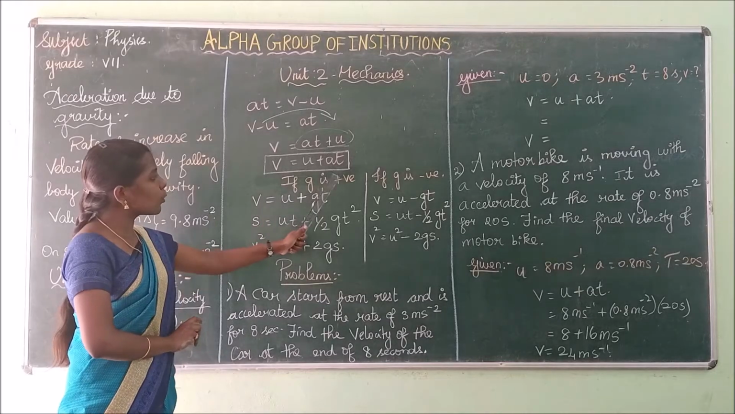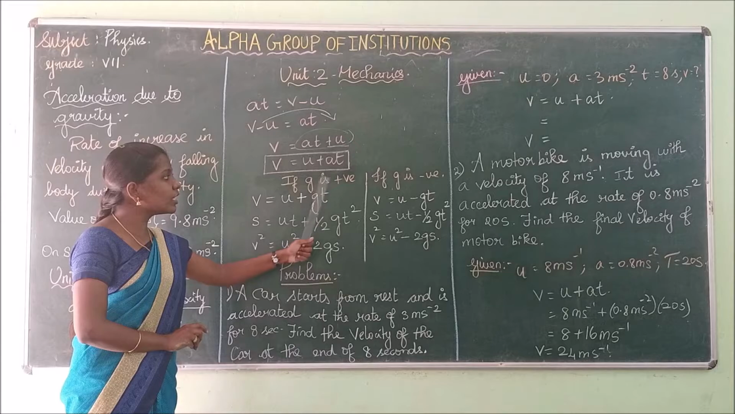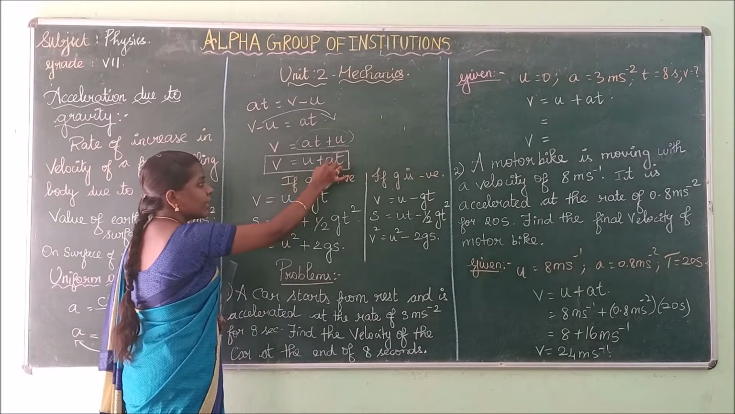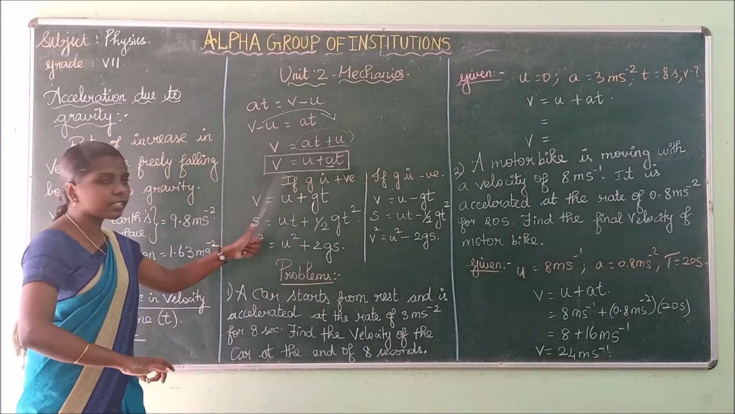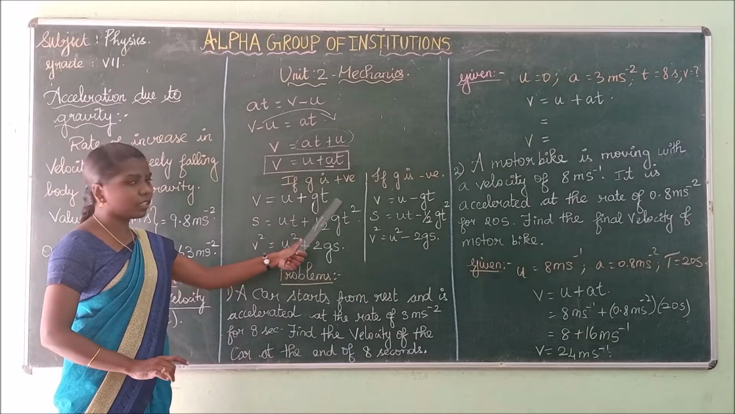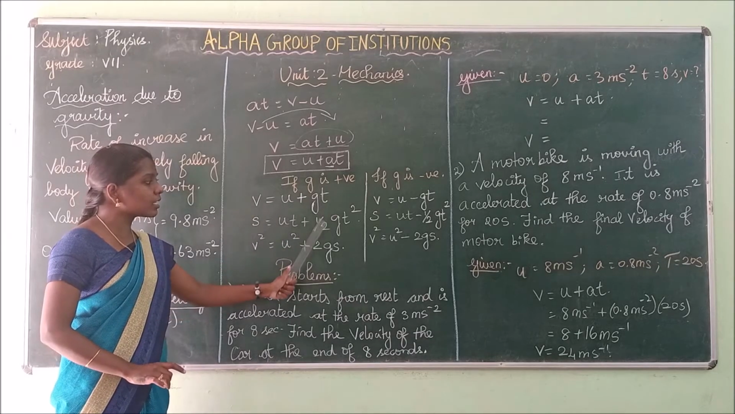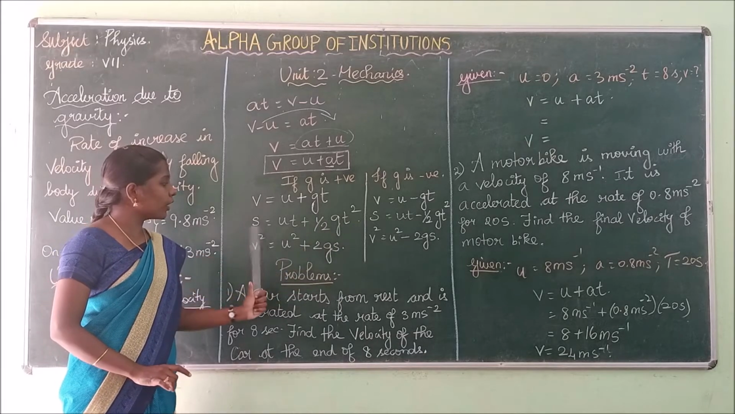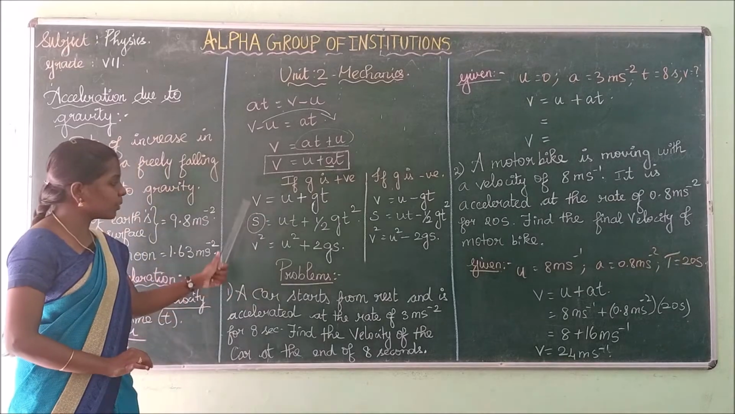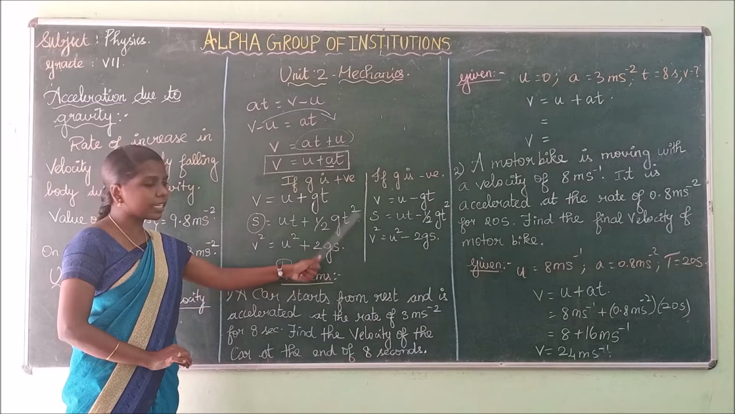Now if g is positive, g is nothing but acceleration due to gravity. Here a is your acceleration, and this a is replaced by g. g is your acceleration due to gravity. v is equal to u plus gt. S is equal to ut plus half gt square. S is your displacement. Displacement is equal to ut plus half gt square.